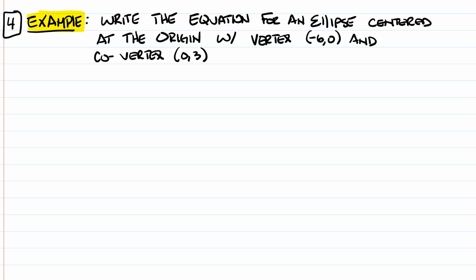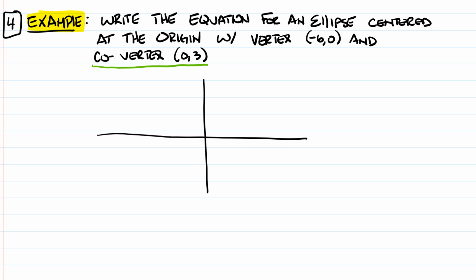It says, write the equation for an ellipse that's centered at the origin, and one vertex is at -6, 0, and a co-vertex is at 0, 3. So a co-vertex is just that distance from the center to that B distance right there. So I suggest that you guys make a graph right away, because the graph is going to give you a lot of information. So one vertex is at -6, 0. So 1, 2, 3, 4, 5, 6, 0. Perfect. And a co-vertex is at 0, 3.